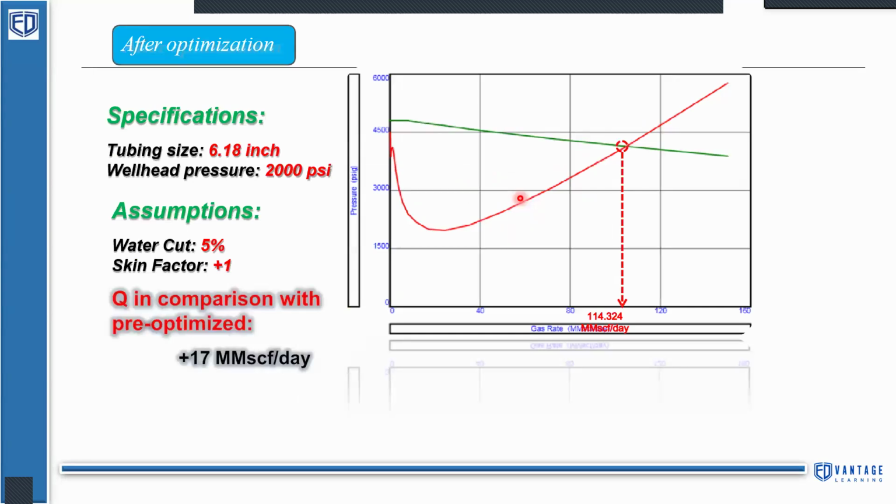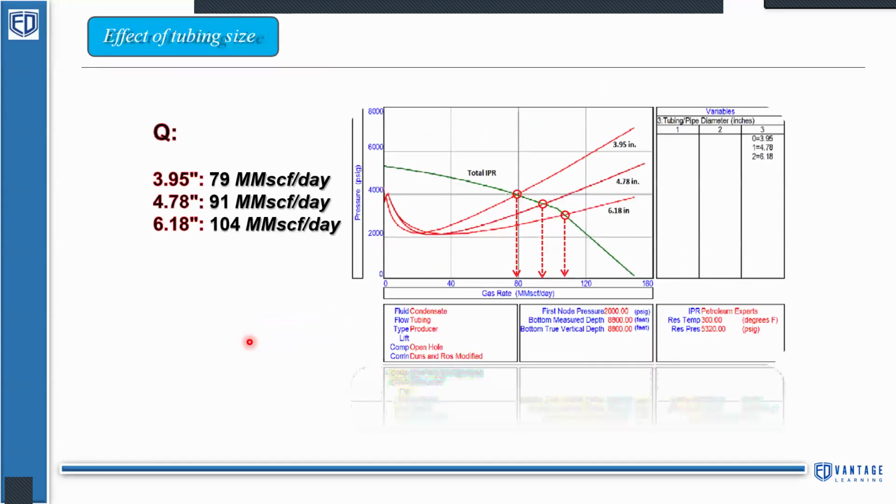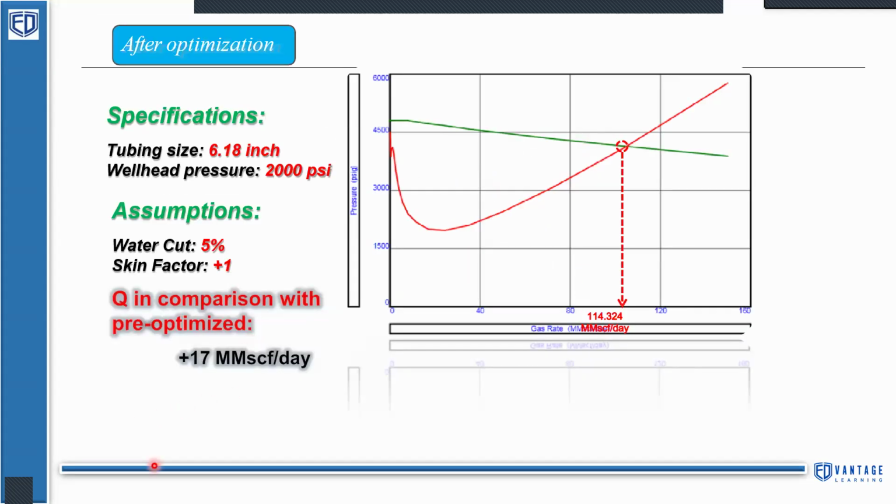So after optimization, we are going ahead with choosing a water cut of 5%, which is reliable, and also a skin of +1. So we are comparing the pre-optimization, which is how much? If I go back, 97, and now post-optimization I'm getting 114, a gain of +17. So 114 is the optimum flow rate for this well, which I can achieve by changing tubing size to 6.18 inch and maintaining a valid pressure of 2000 psi, and assuming a water cut of 5%, which is considerably good, so that I can handle this water cut, and a skin factor of +1.